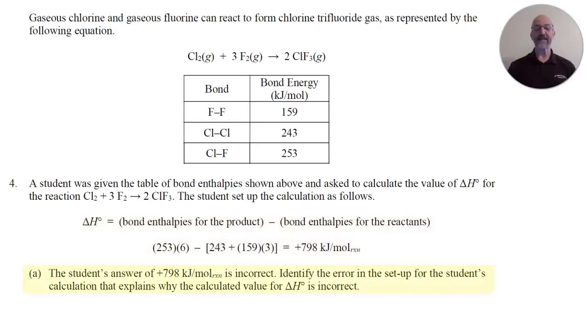So in part A, it says the student's answer of positive 798 kilojoules per mole of reaction is incorrect. Identify the error in the setup for the student's calculation that explains why the calculated value of delta H is incorrect. Now, the reason that I wrote this question for this episode of AP Chemistry Review and Practice is that we see this type of mistake made by students at the AP Chemistry reading all the time. So I don't want you to make this same mistake when you take the AP Chemistry exam.